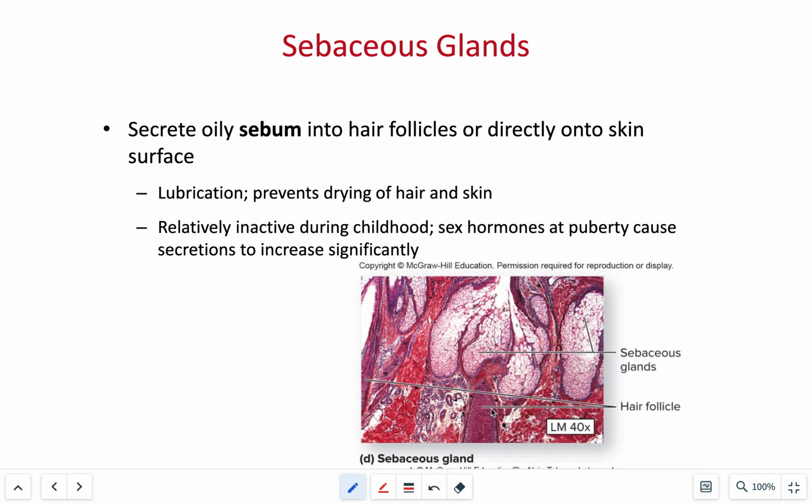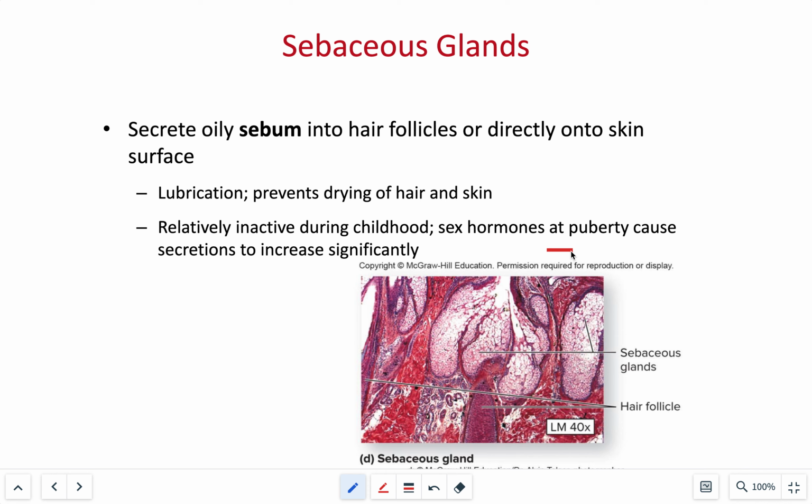The sebum acts as a lubricant to prevent the hair and even the skin from becoming dry, cracked, or brittle. Again, these glands become very active during puberty and are influenced by the sex hormones. We do not see these glands on the palms of the hands or soles of the feet. They are most abundant in the face, the scalp, the nose, and the upper back.